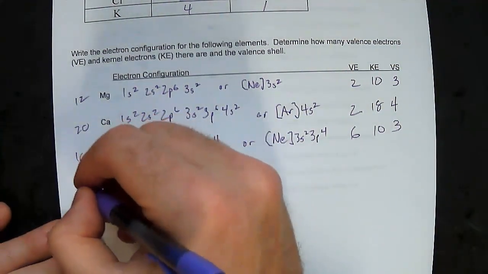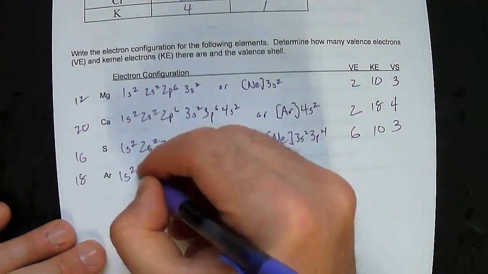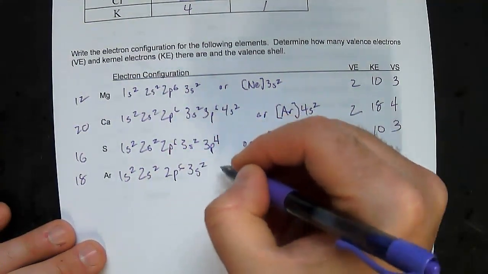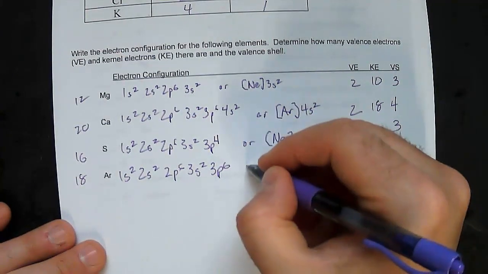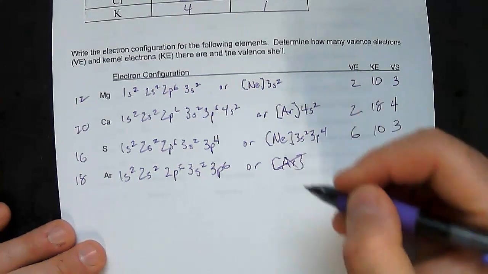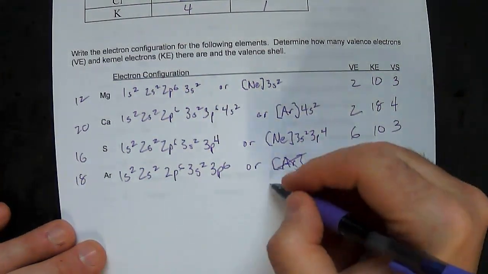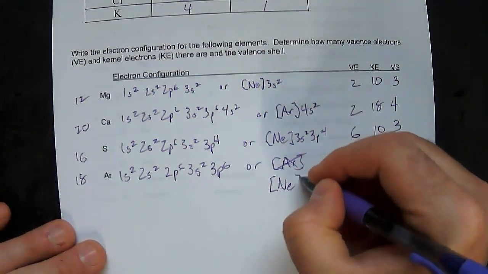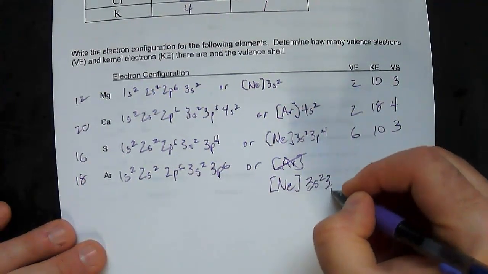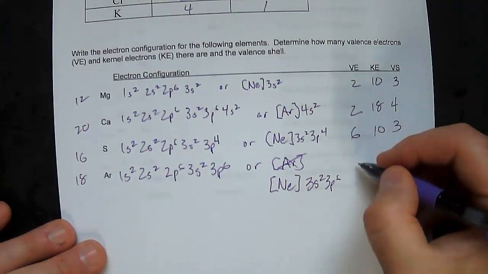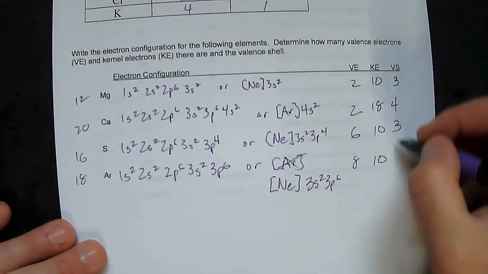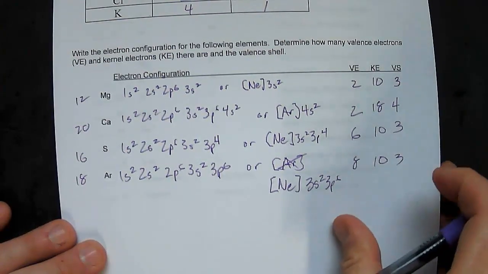Now for argon, argon has 18, so we'll go 1s2, 2s2, 2p6, 3s2, 3p6. Or, now for this one, we cannot go argon like that. We can't do that. Okay, so we have to go back to the previous noble gas, which is neon, and then we go 3s2, 3p6. So valence electrons here is 8, kernel electrons is 10, valence shell is 3.